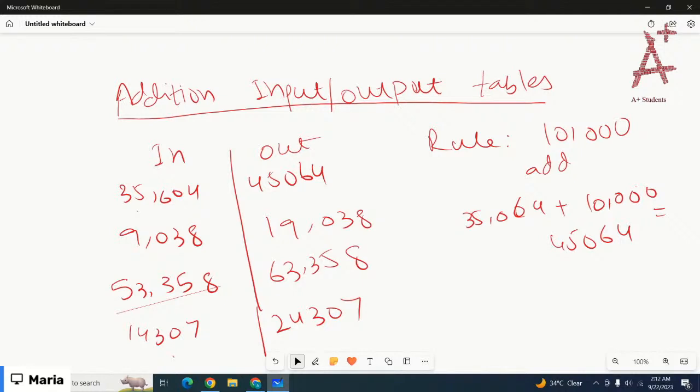Right? So this way, for each output value, you have to add 10,000 to every input value to get the output values, right? Let's just do another example for input output table.